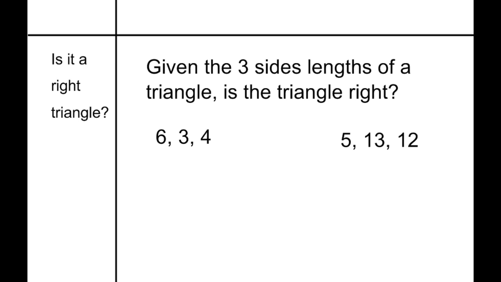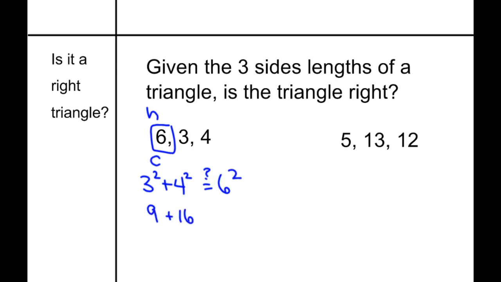So if 6, 3, and 4 are valid sides for a right triangle, we know that this has to be our h, our hypotenuse. If you guys want to use the c, that's fine, use c. We also know that 3 and 4 have to be our legs, so we know that 3 squared plus 4 squared, does that equal 6 squared? Well, 3 squared is 9, plus 4 squared is 16. 9 plus 16 is 25. Does that equal 36? It doesn't, so we know that this triangle is not a right triangle.